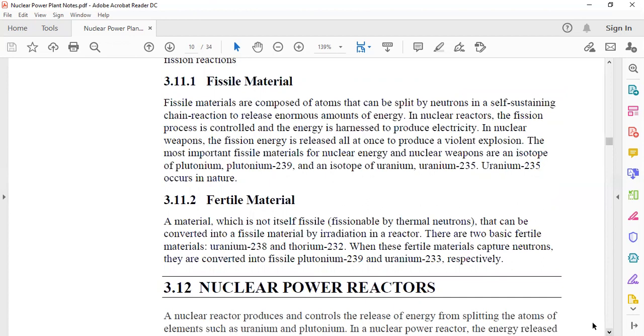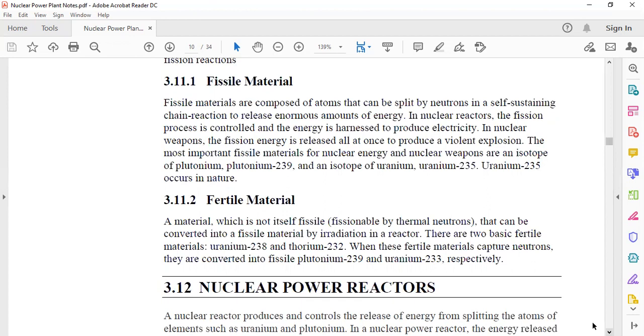The most important fissile materials for nuclear energy and nuclear weapons are an isotope of plutonium, plutonium-239, and an isotope of uranium, uranium-235. Uranium-235 occurs in nature.